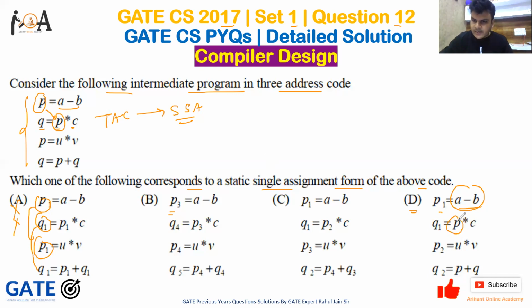Why P into C? It should be P1 now. Why should it be P1? Because here Q1 equals P into C, and P1 is holding the value of A minus B. So P1 should be there. That is why option D is also eliminated.